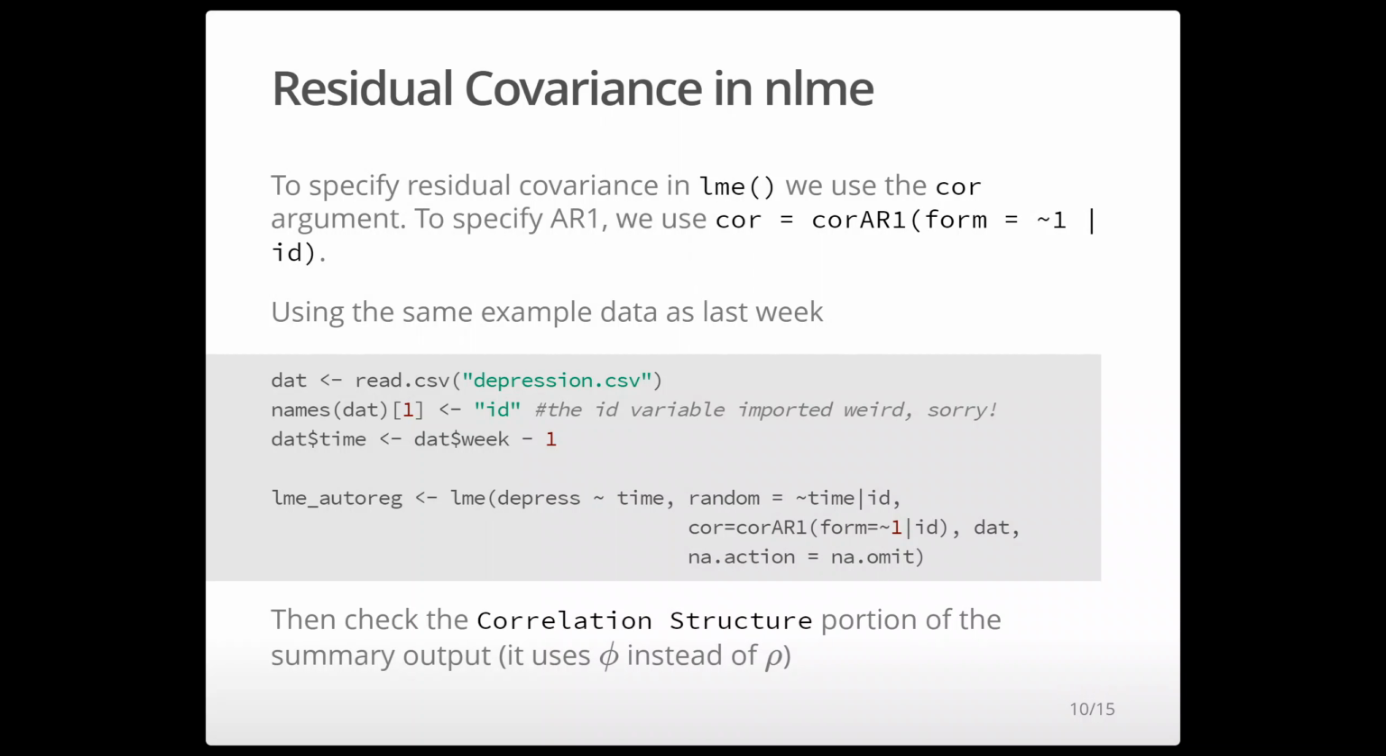So in nlme, we can specify the residual covariance using the correlation argument and specifying correlation equals corAR1, and then you specify the form, and you just specify one grouped by ID. And so here, using the same example data that we looked at last week, we can specify it like this. Note that we also have to include the na.action because nlme isn't as smart about handling missing data as lme4. And then we check the correlation structure portion of the summary output.